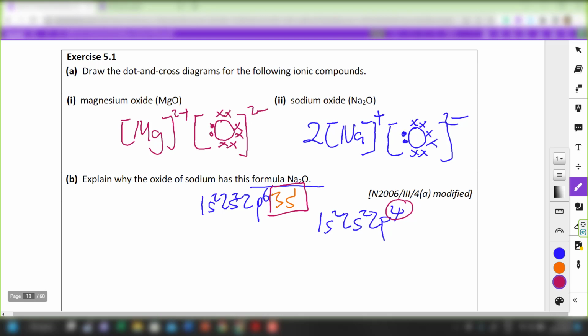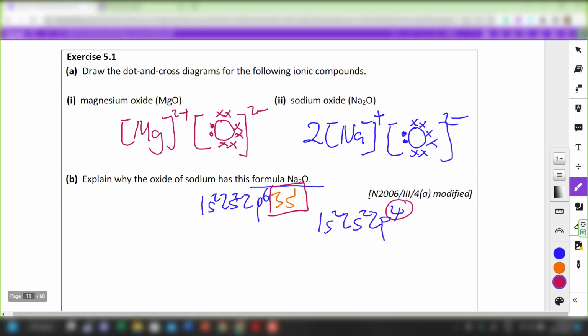So because of that, for every 1 oxygen, I will need 2 sodium to lose their single electrons. So in that case, the formula is Na+, there must be 2 Na+ for every 1 oxide. So it really depends on how you want to answer this particular question. The easiest way is to explain the number of electrons lost or gained that is needed in order for octet configuration to be attained.